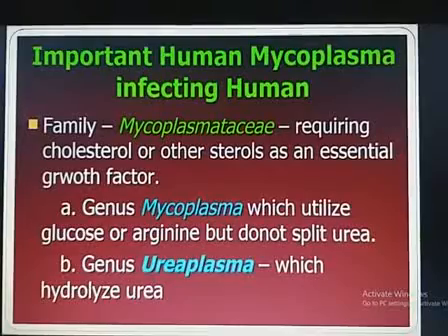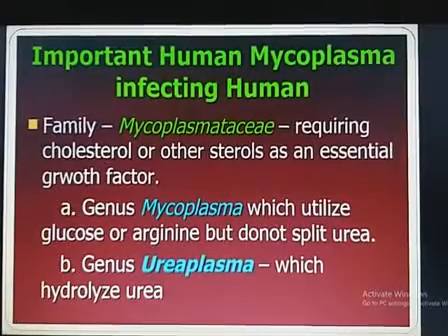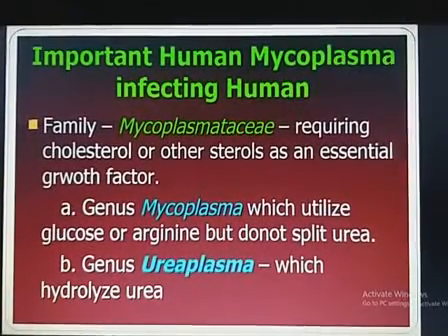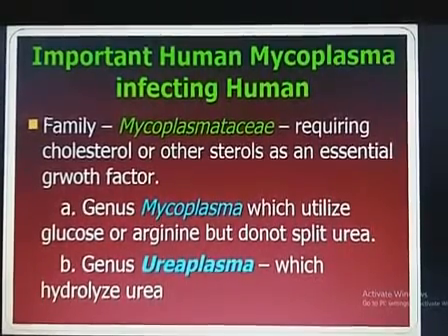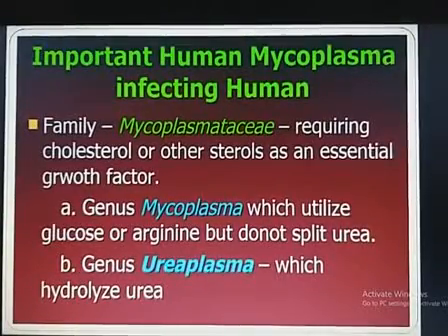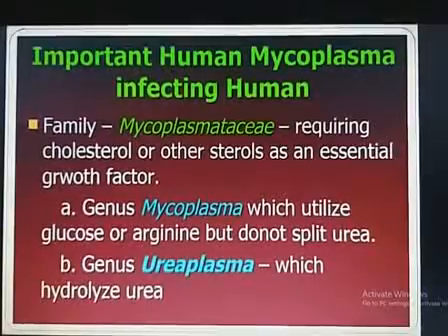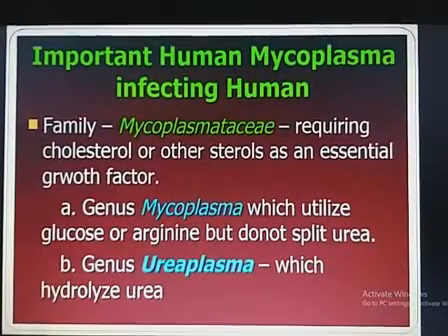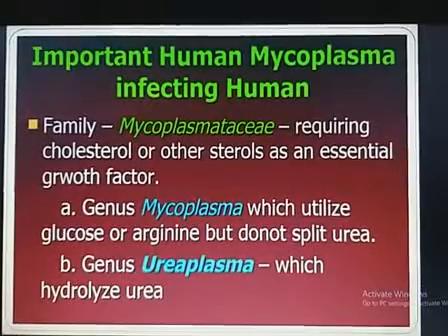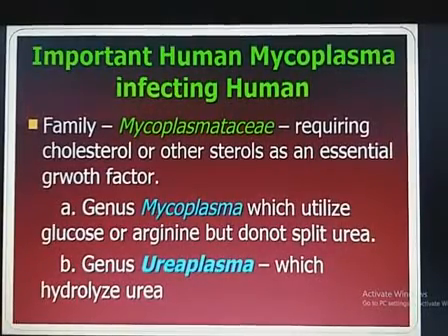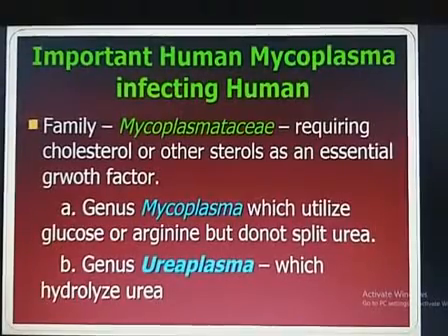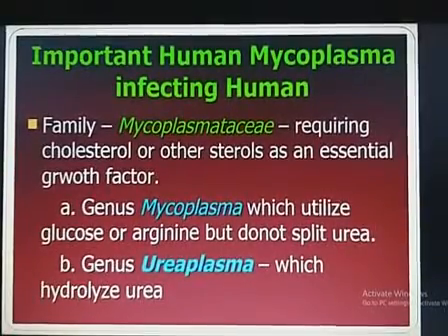Now the classification: the family Mycoplasmataceae is the family where mycoplasma is categorized, and they require cholesterol and other sterols as essential growth factors for their reproduction and survival. Two genera come under this family. One is Mycoplasma, which utilizes glucose and arginine for growth and does not split urea, whereas the other genus is Ureaplasma, which hydrolyzes urea and does not utilize glucose or arginine for growth.